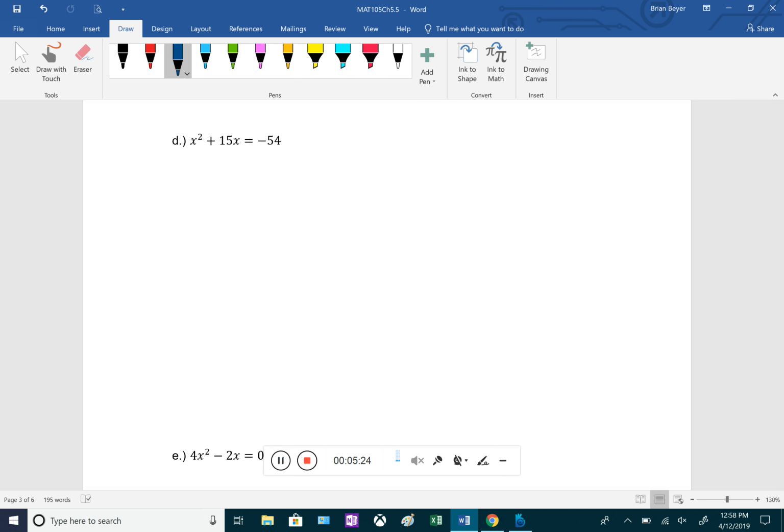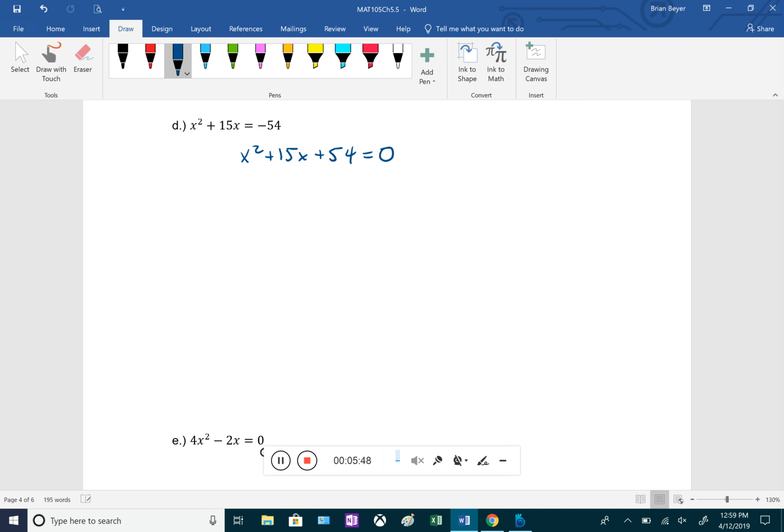Okay, next one. We have x squared plus 15x equals negative 54. So this time we have to add 54 to both sides. We want to get this set equal to 0. So adding 54, we get x squared plus 15x plus 54 equals 0.